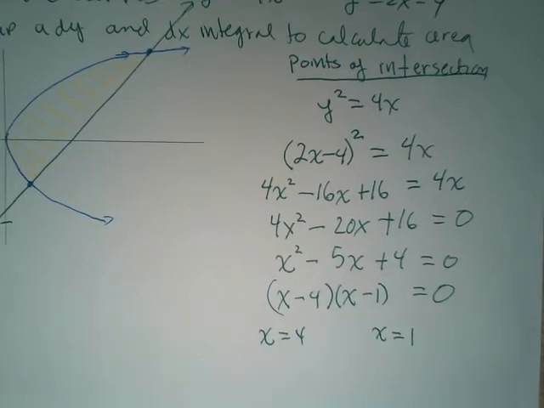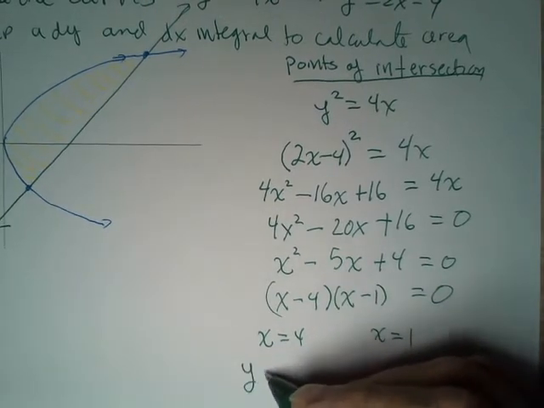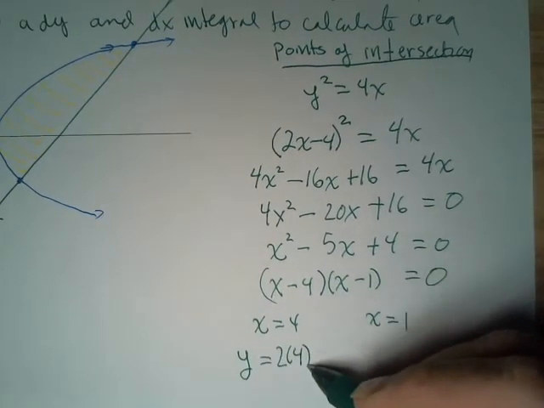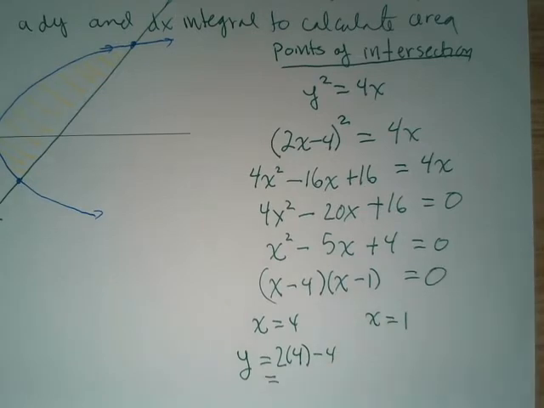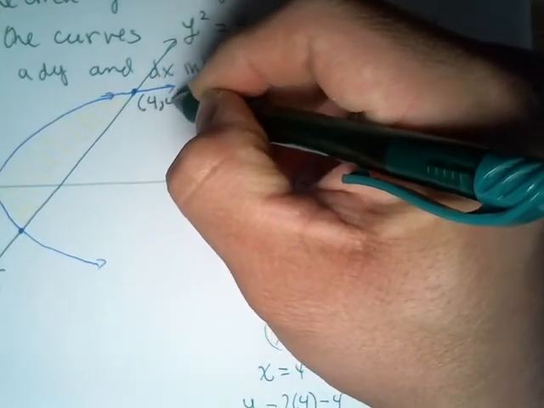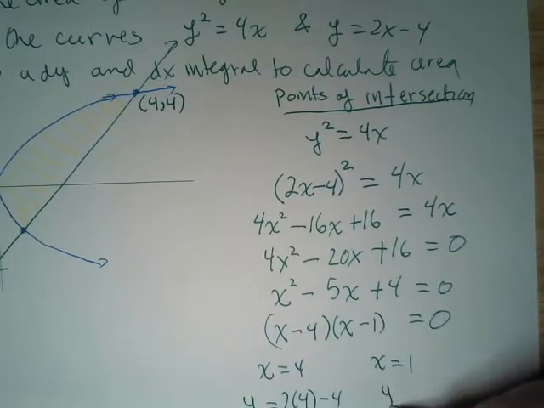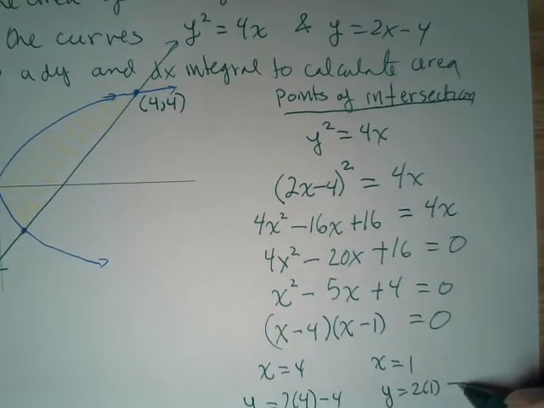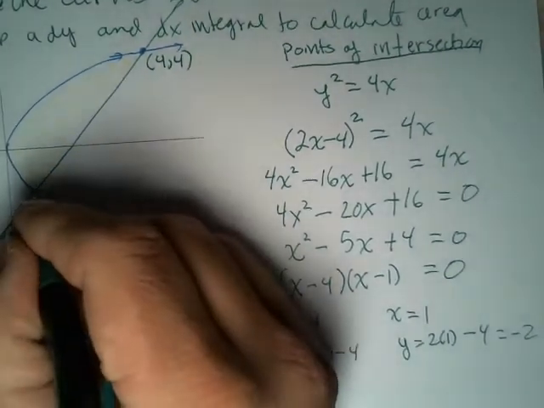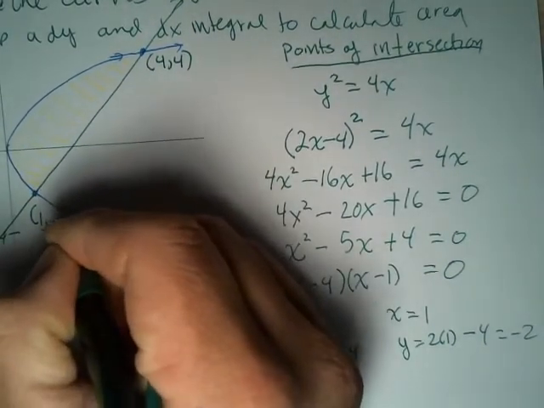Right? But these are not points of intersection. A point requires an ordered pair, an x and a y. So let's go ahead and find what the y value is. I'm going to use, again, y is 2x minus 4. So 2 times 4 minus 4 equals 4. So we have this point here, (4, 4). When x is 1, we get y is 2 times 1 minus 4. That gives me negative 2. So that gives me this point here, (1, negative 2).